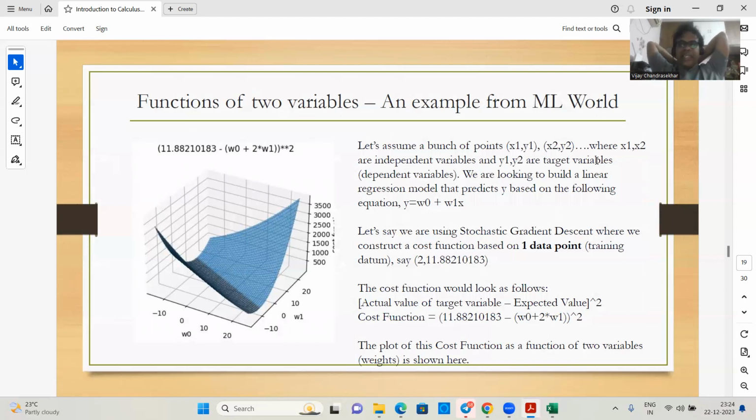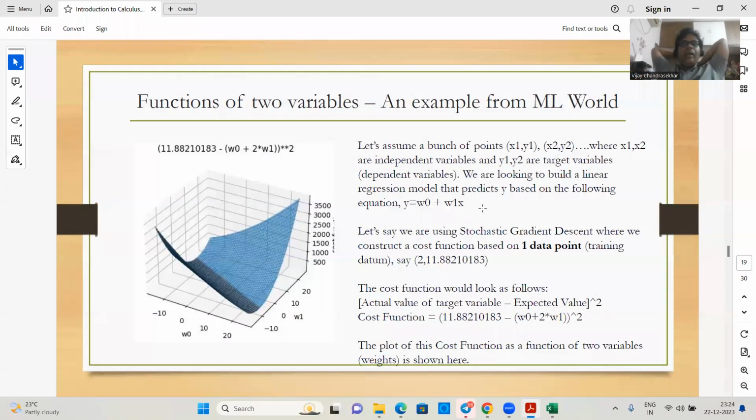So let's take an example. I'll read the story here so that you understand the context. Let's assume a bunch of points, x1, y1, x2, y2. x1, x2 are independent variables. y1, y2 are target variables or dependent variables. We're looking to build a linear regression model that predicts y based on the following equation: Y is equal to W0 plus W1 times X.